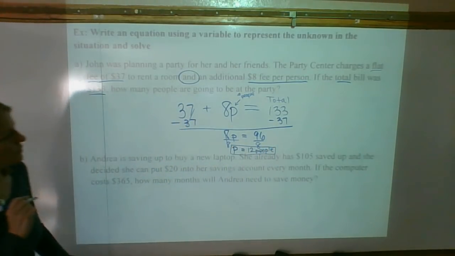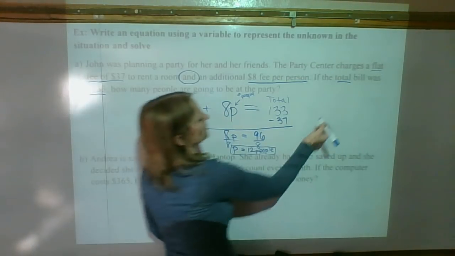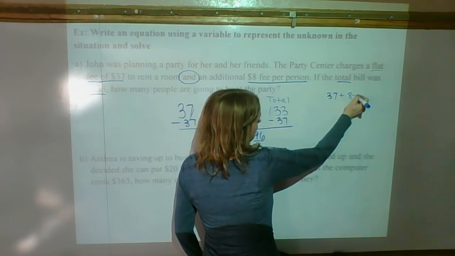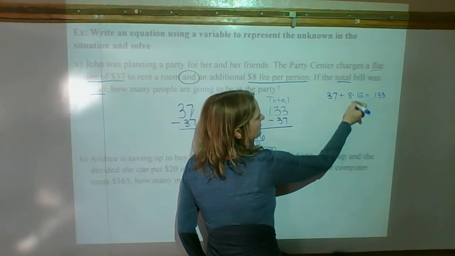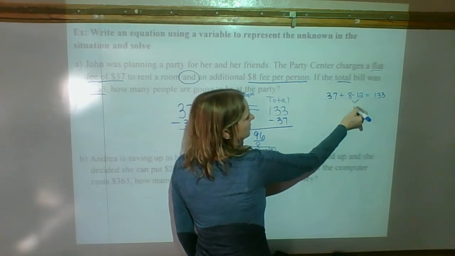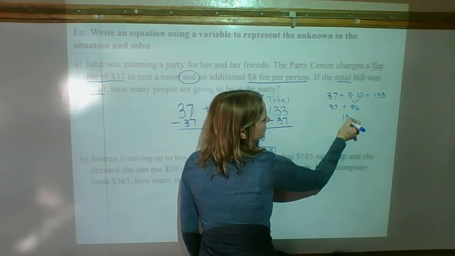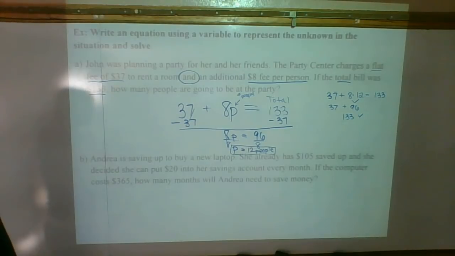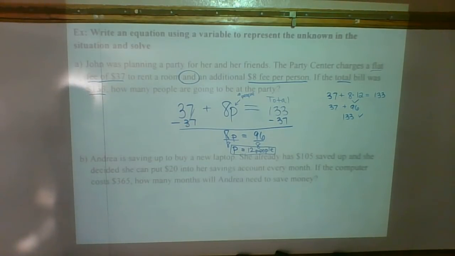All right, and of course we can check to see if that works out and makes sense in our situation. If I plug that back in, I have the $37 plus $8 times the 12 people. Does that equal 133? Well, 8 times 12 is my 96. Add the 37 to it, makes 133. So it checks out. Okay, any questions? Good? Okay, so you guys help me out with this one then.